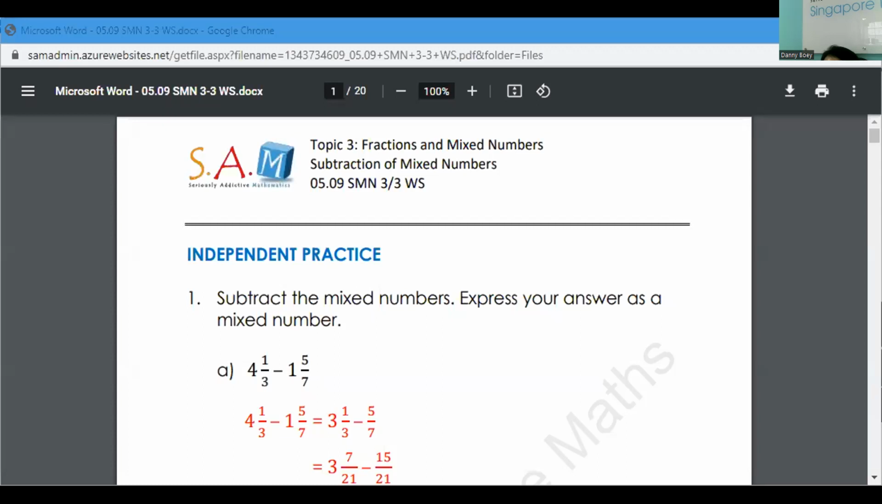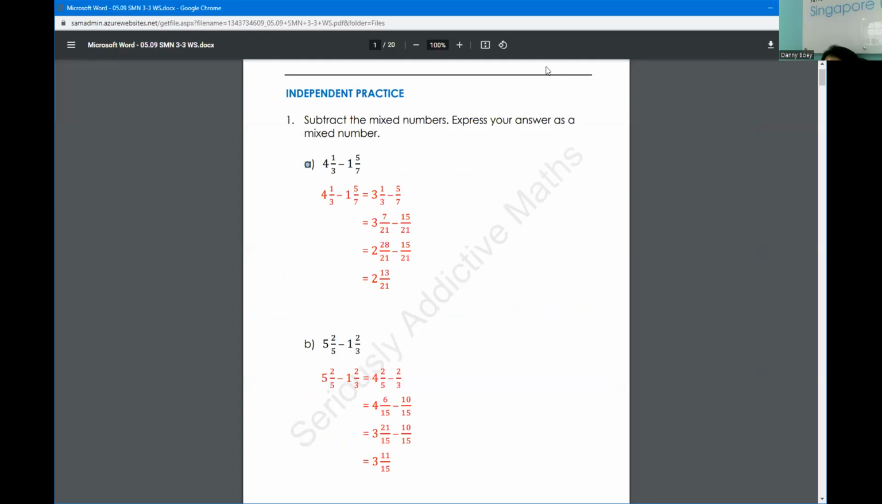The last booklet will be book 3. So book 3 are just additional practices of what they have learned just now. So I would say randomly give them some exercise to do in class.